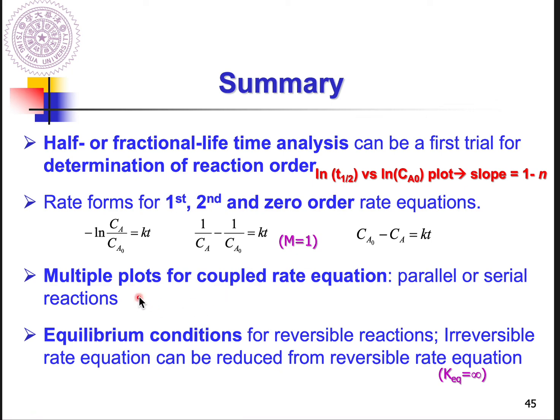And the more important part of using the integral method is that you can determine K1 and K2 for the parallel and serial reactions. And also, you can deal with the reversible reactions. The example we showed you is a first order reversible reaction. And also, the irreversible rate equation can be reduced from the reversible rate equation by assuming XAE equals 1. Okay?